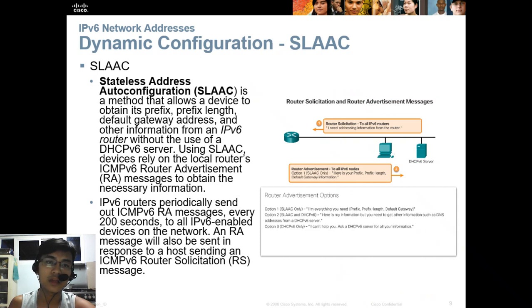Dynamic configuration, or SLAAC, stateless address autoconfiguration, is a method that allows a device to obtain its prefix, prefix length, default gateway address, and other information from an IPv6 router without the use of a DHCPv6 server. Using SLAAC, devices rely on the local router's ICMPv6 router advertisement messages to obtain the necessary information. IPv6 routers periodically send out ICMPv6 RA messages every 200 seconds to all IPv6-enabled devices on a network. An RA message will also be sent in response to a host sending an ICMPv6 router solicitation message.